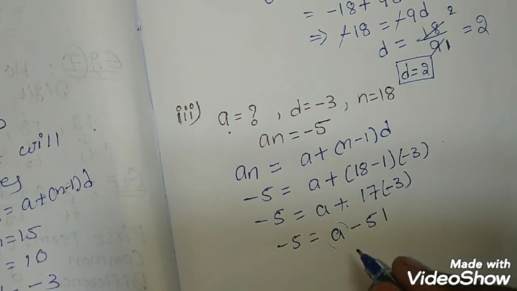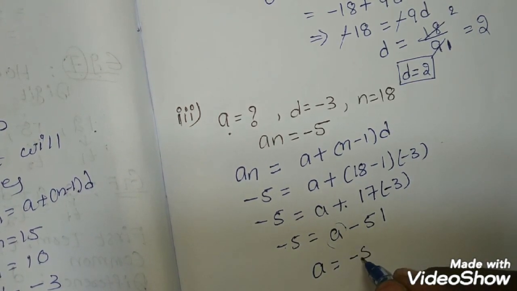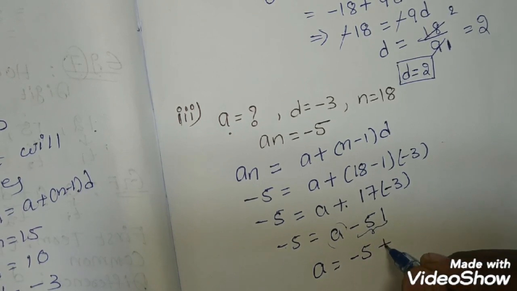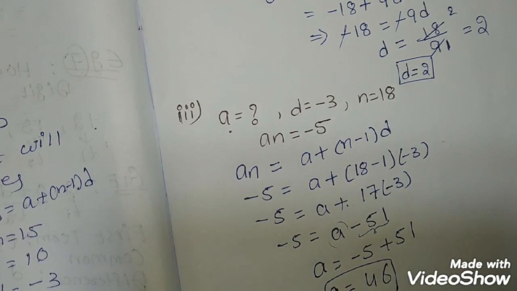So how can we do this? We need to get a. A is equal to minus 5, and here minus 5 will become plus 5. Okay. What is A here? A is 46. A is 46.